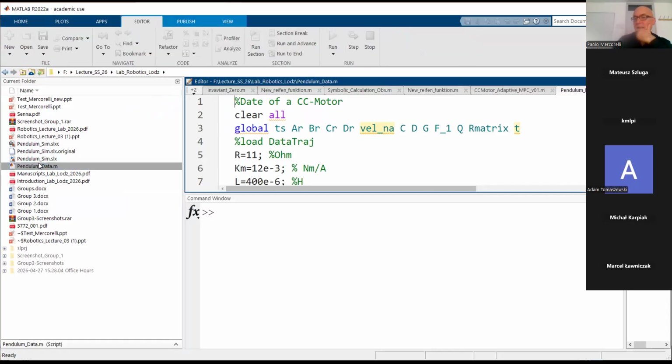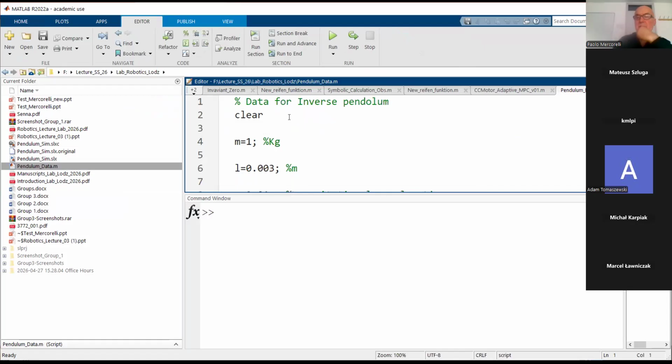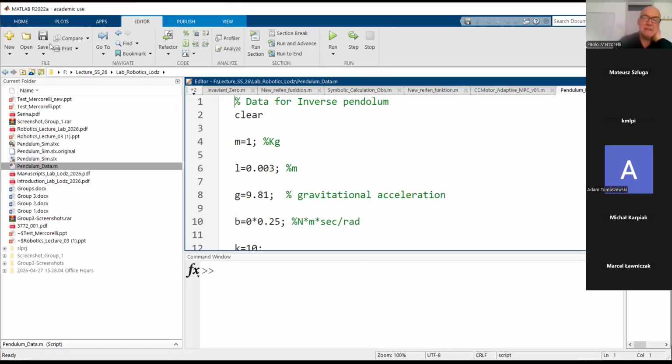I will upload all material of today at the end of the lecture. Let me run this program here, this file with the data. We can see here data for inverse pendulum. Clear. We know what is m, 1 kilogram. The length, 10 to the power of minus 3 meter.